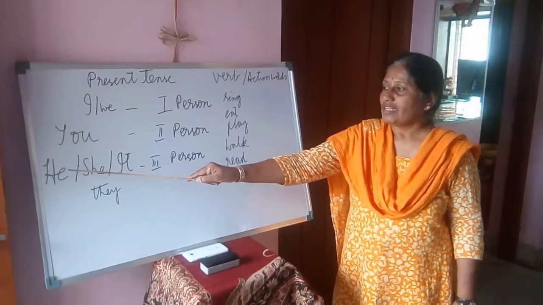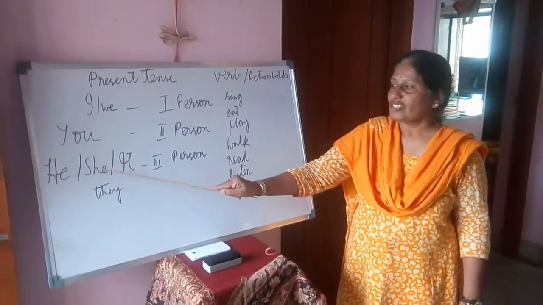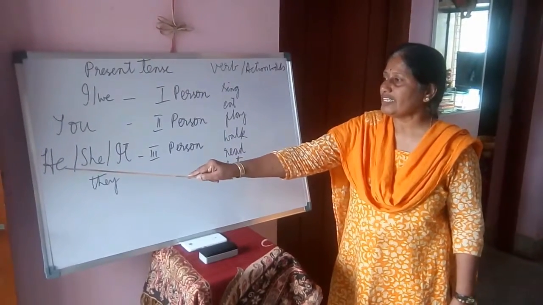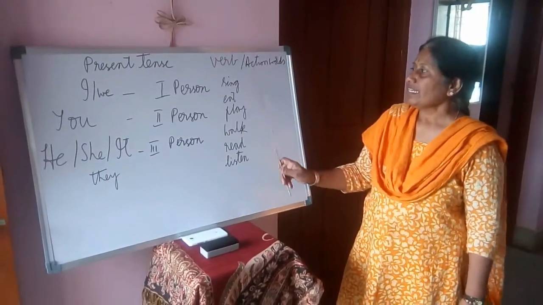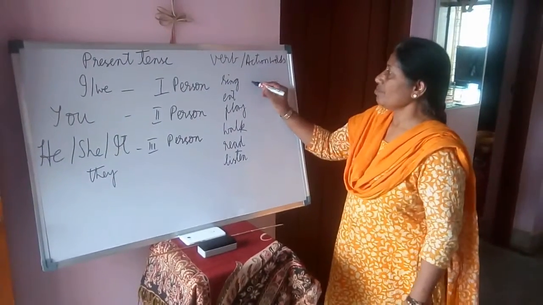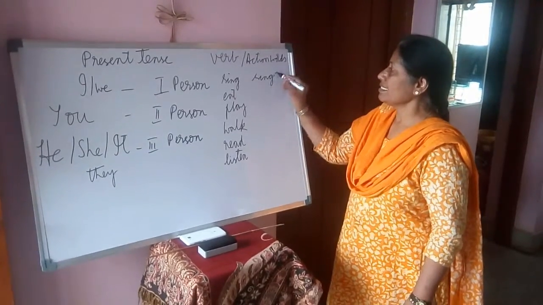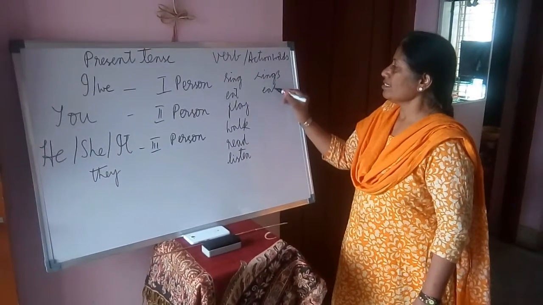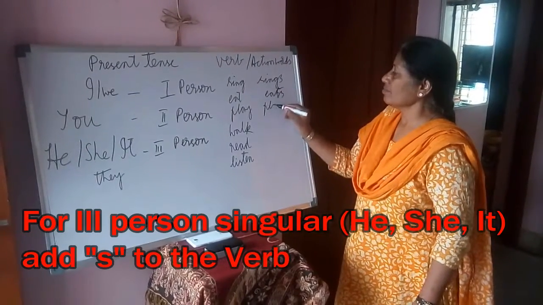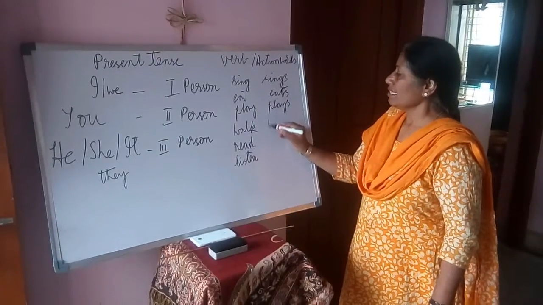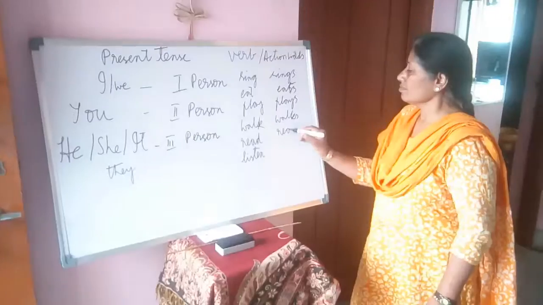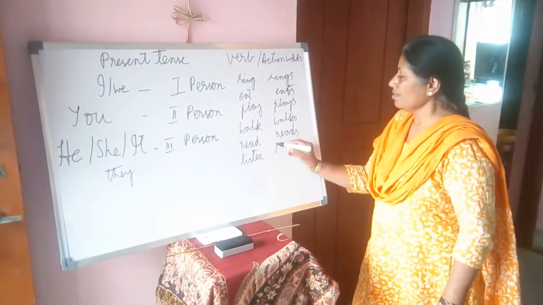Now let us come to the third person, he, she, it. They are singulars. Now let me use the verb with he. He sings. I must use s with the verb. He sings, he eats, he plays, he walks, he reads, and he listens.